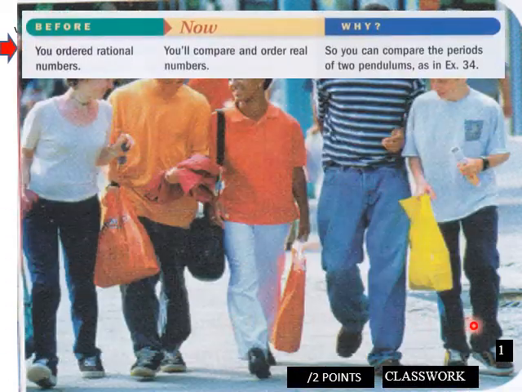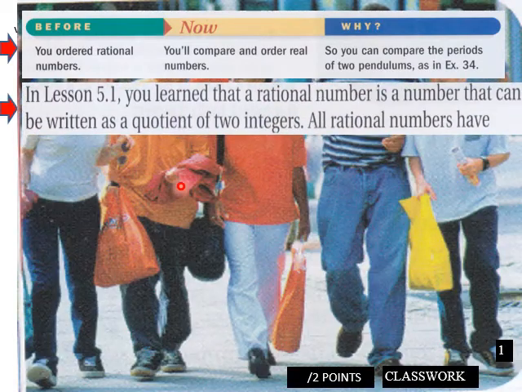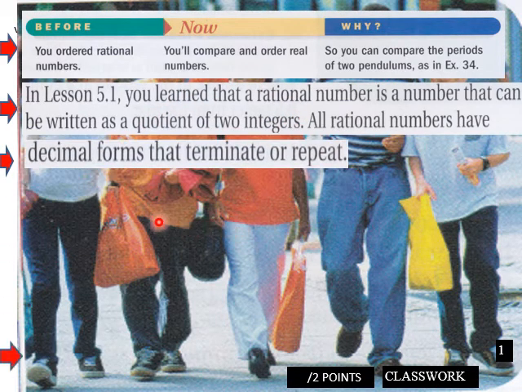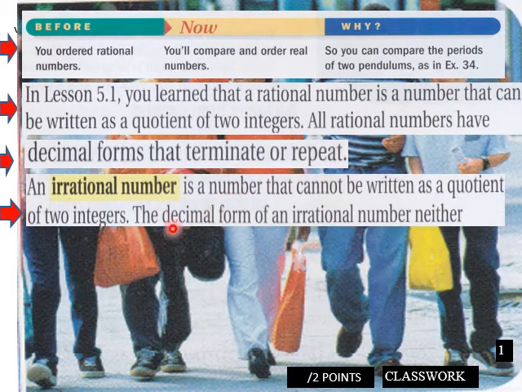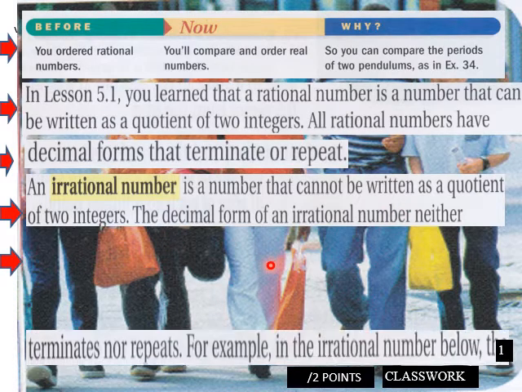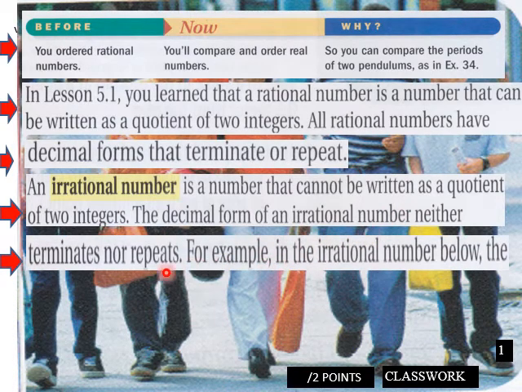Okay, into our first page here in our classwork. In 5.1, you learn that a rational number is a number that can be written as a quotient of two integers. All rational numbers have decimal forms that terminate or repeat. An irrational is a number that cannot be written as a quotient of two integers. The decimal form of an irrational neither terminates nor repeats.